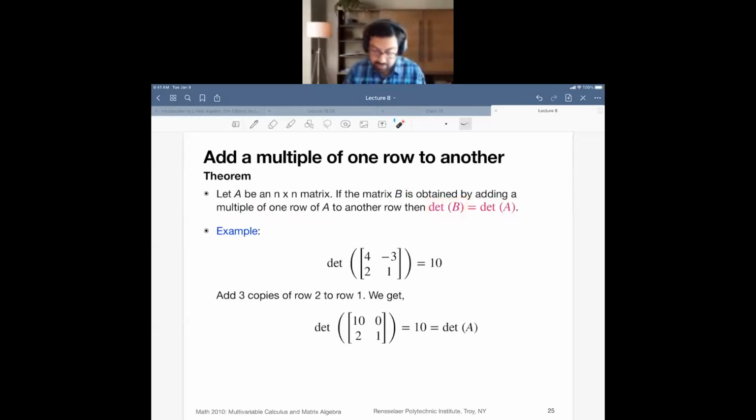So the example over here is that the determinant of this particular 2 by 2 matrix is 10. If I added 3 copies of row 2 to row 1, what do I get? Well, 3 copies of row 2 I have added to row 1, so row 1 has changed to 10 and 0. Row 2 has remained the same. The determinant of this matrix is also 10. The determinant hasn't changed, even though I did this particular row operation, which is 3 times row 2 plus row 1. Actually, I did row 1 plus 3 times row 2.